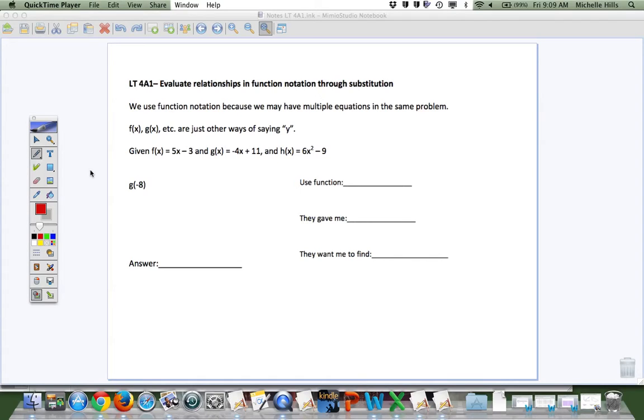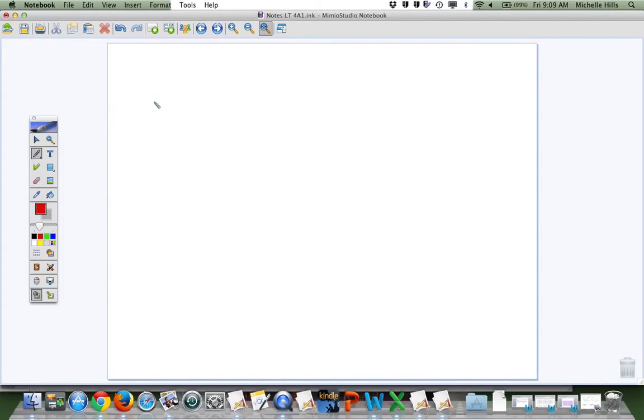Function notation. The whole point of function notation, well, it has a lot of useful things. We're only going to be doing the most basic of those. And that is, often in math, you have a lot of different equations you're working on in the same problem. So I might have one, y equals 5x minus 3, and the other one is y equals negative 4x plus 11, and then a third one is y equals 6x squared minus 9.